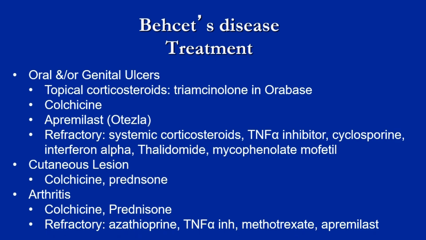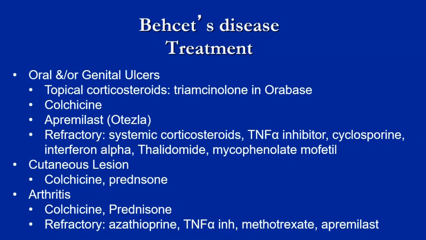With respect to patients that have just oral and/or genital ulcers, the first treatment is just topical triamcinolone, which is a type of corticosteroid, in an oral base. If that's not sufficient, then either colchicine or apremilast are used. And of course, for refractory, then we would consider systemic corticosteroids or some other immunosuppressive drugs such as TNF-alpha inhibitors or cyclosporin or interferon alpha or thalidomide.